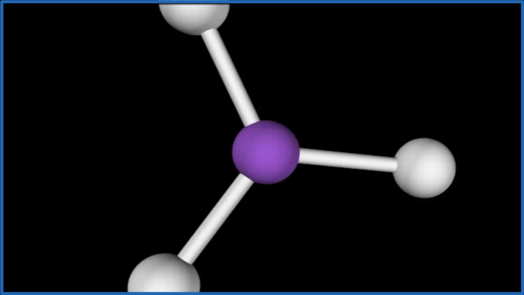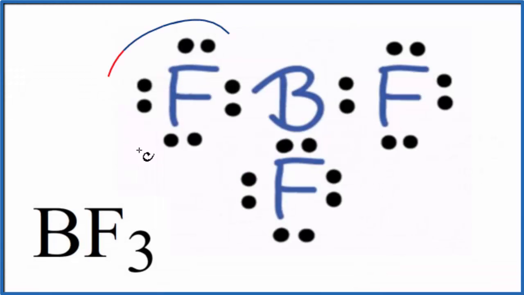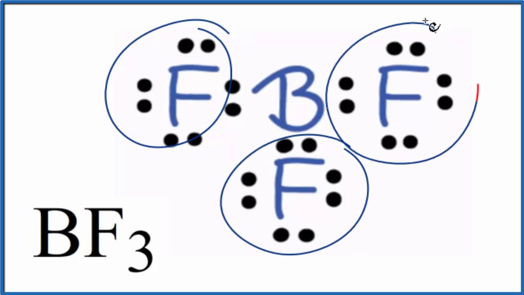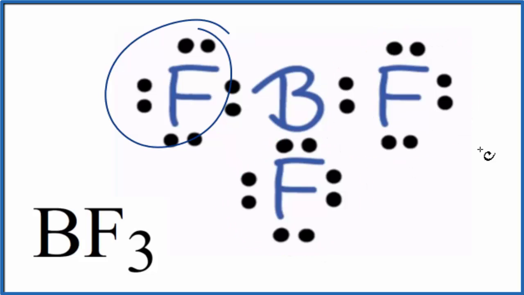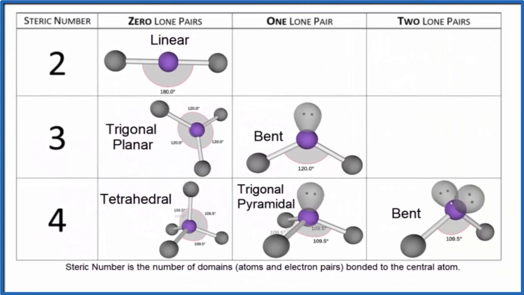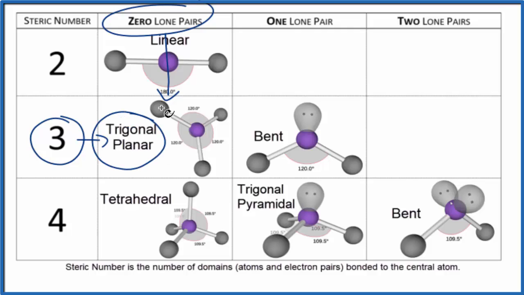Let's go back to our Lewis structure. So we have these 3 fluorine atoms around the boron and no lone pairs. So that means our steric number is 3. We could look at a chart like this right here and see that we have a steric number of 3 with 0 lone pairs. So we come down here, we come over, trigonal planar. This bond angle right here, or here, or here, is going to be 120 degrees. Because there aren't any lone pairs, the electron geometry will be the same as the molecular geometry.